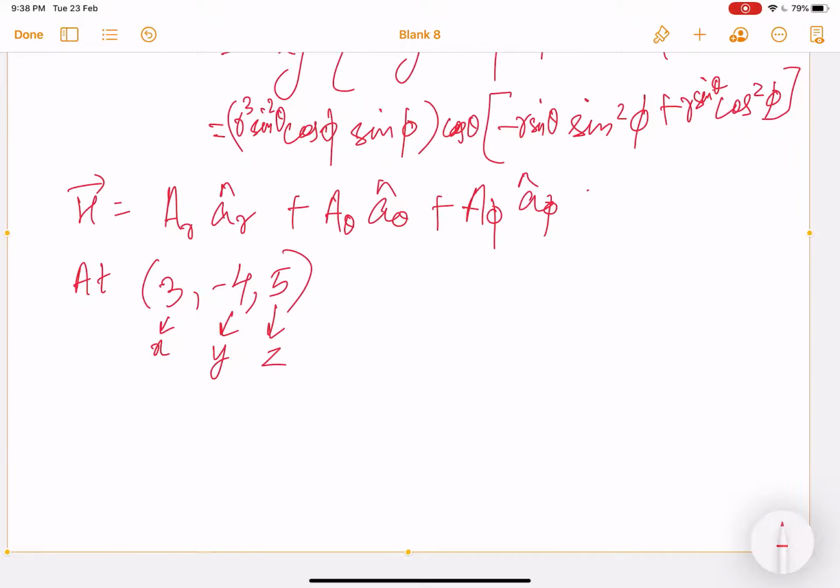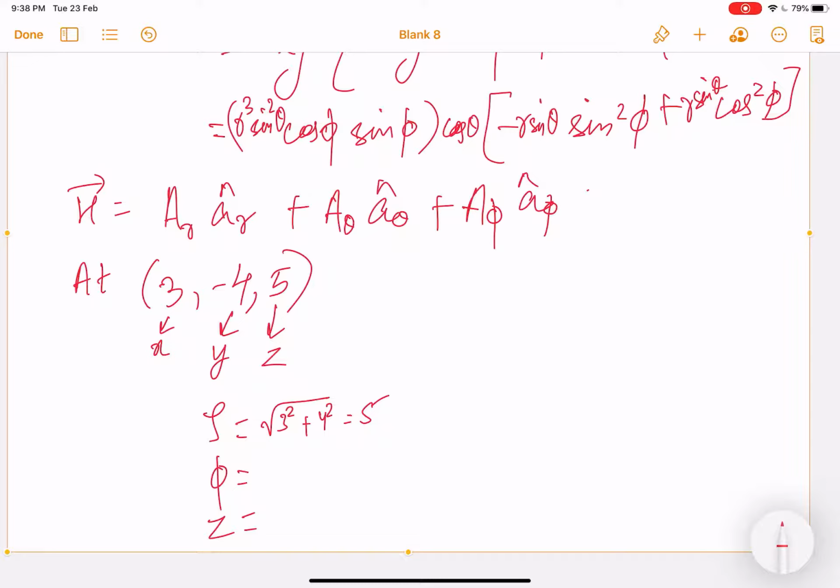Over here we have to take it out in spherical and cylindrical coordinates. So I need to know the coordinates in cylindrical form. What will it be? Well, rho will be equal to root over of 3 square plus 4 square. So this is 5.